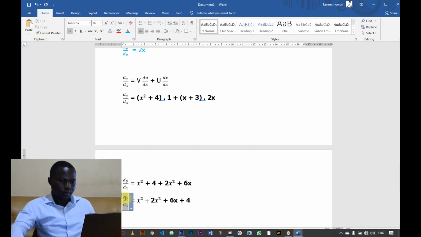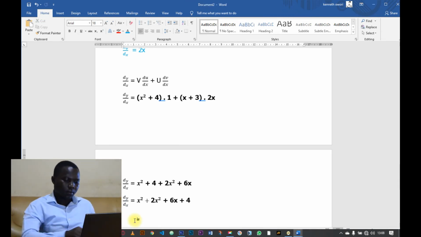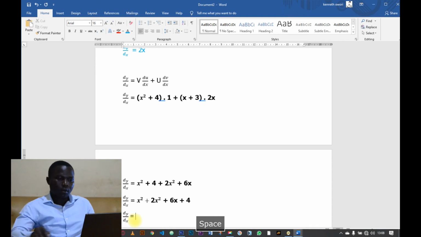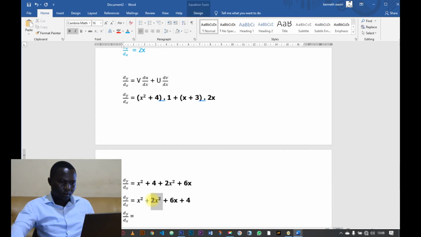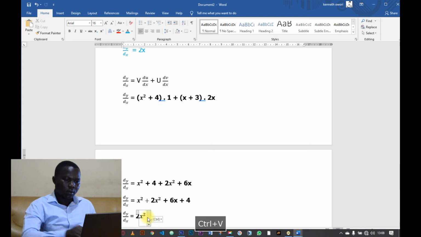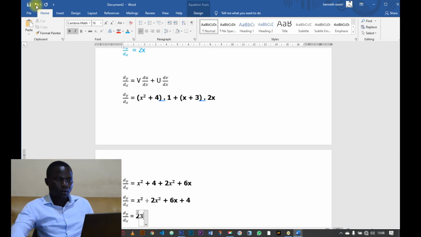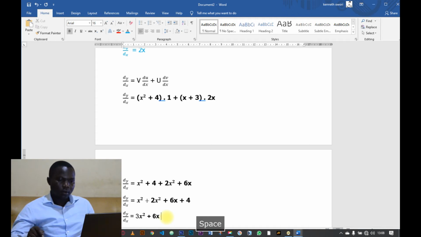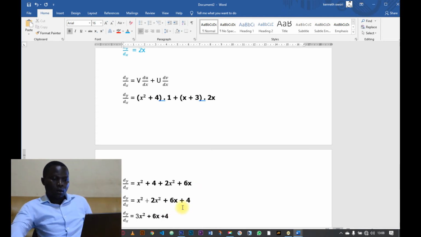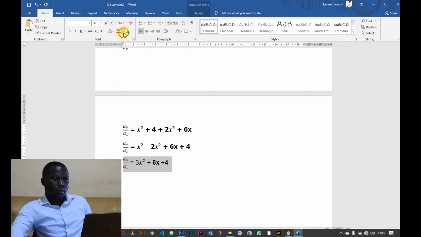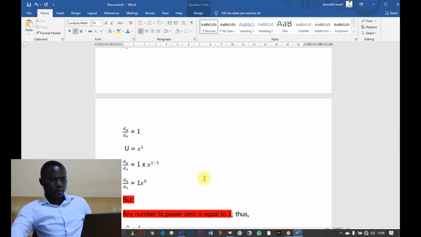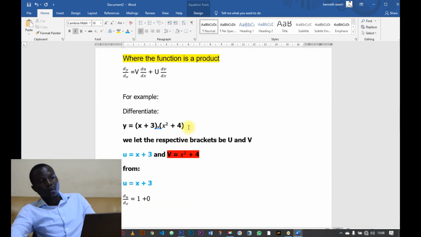dy/dx would be x squared plus 2x squared, we get 3x squared, plus 6x, plus 4, and this would be the derivative of the expression given y equals x plus 3 into x squared plus 4.